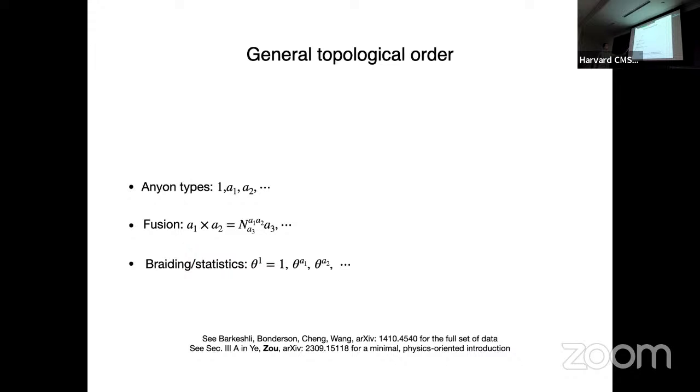But I want to consider general topological order. So what is the data describing a general topological order? I need to first specify the types of anyons. Say there's the trivial anyon 1, there's non-trivial anyons A1, A2, and so on. I also need to describe the structure of the fusion, meaning when two anyons come together, what kind of anyons they become. There's a summation over A3 here, so there may be multiple different A3s, and then for each A3, there may be multiple ways to fuse it into this A3. That's why this number n can be larger than 1.